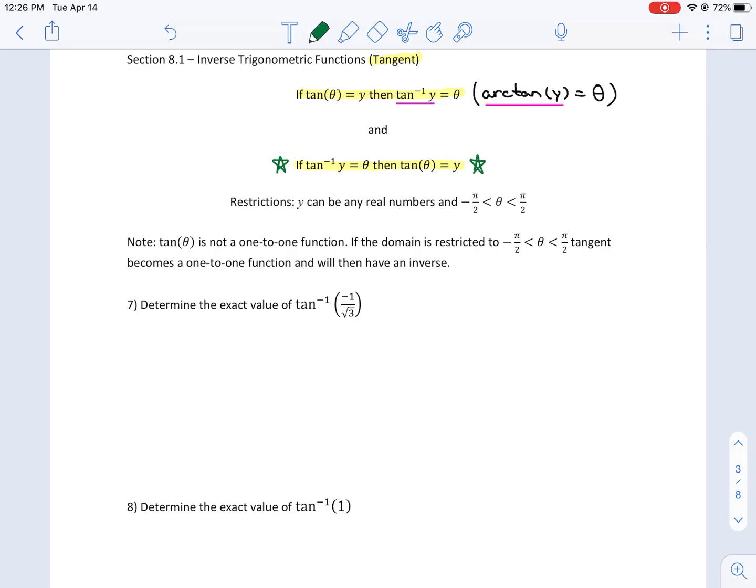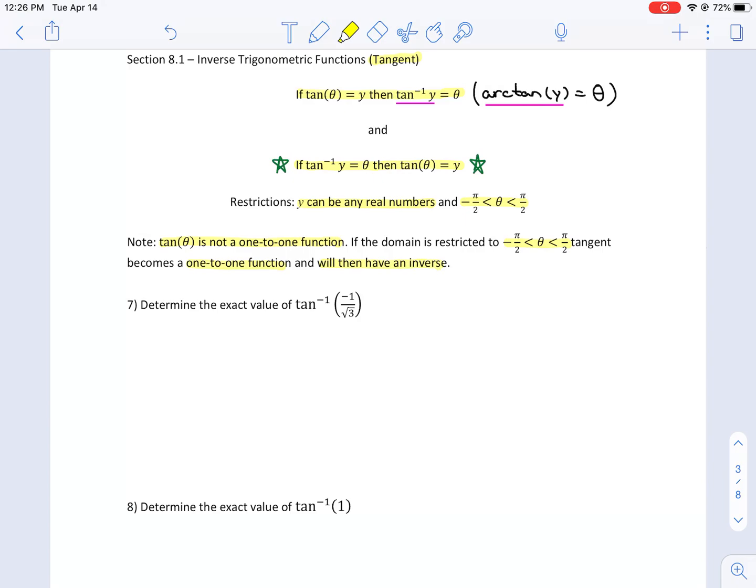And there are restrictions. Y can be any real number. And theta needs to be between negative pi halves and pi halves. And the reason for that is because tangent is not normally a one-to-one function. So if the domain is restricted to negative pi halves to pi halves, tangent becomes a one-to-one function and will then have an inverse.